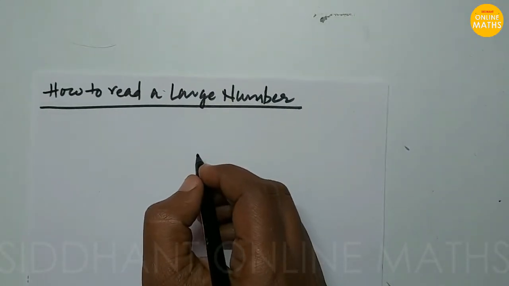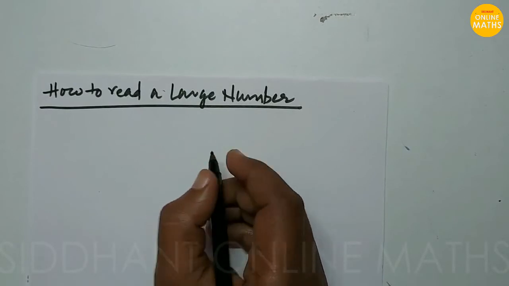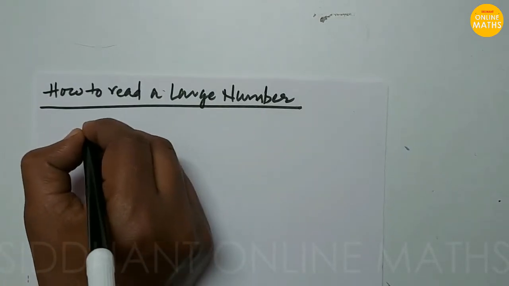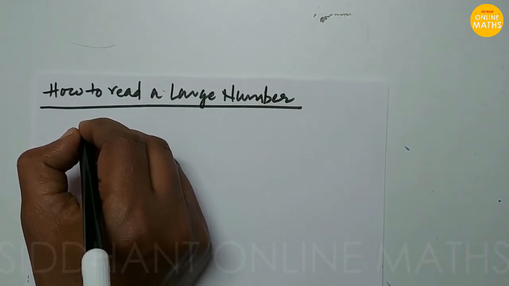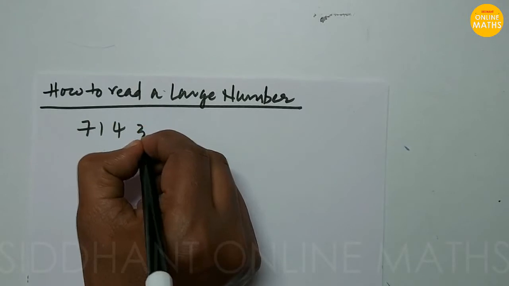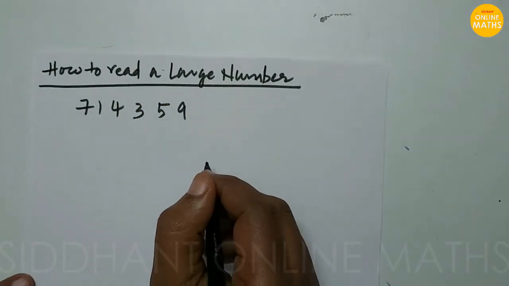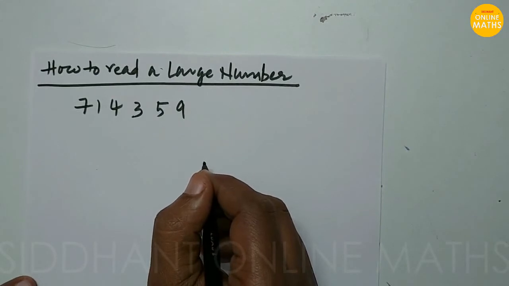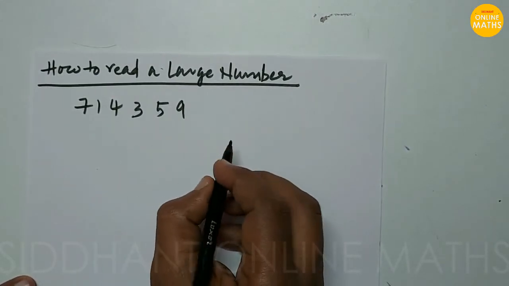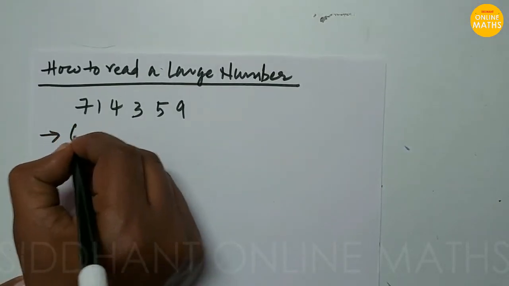Now we are going to see how you are going to read a large number. So for example, a number 714359 is given. How you are going to read this number? So first we are going to keep it in an expanded form.